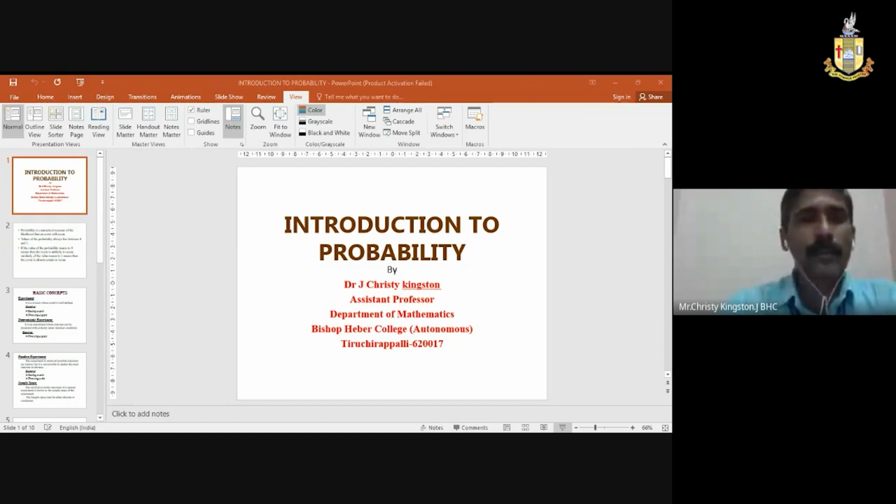Here we are having some axioms. Axiom 1, axiom 2 as well as axiom 3. What is axiom 1? That is that the value of the probability should lie between 0 to 1, that is 0 less than or equal to P of E less than or equal to 1. So in any case, the value of the probability should lie between these two values.